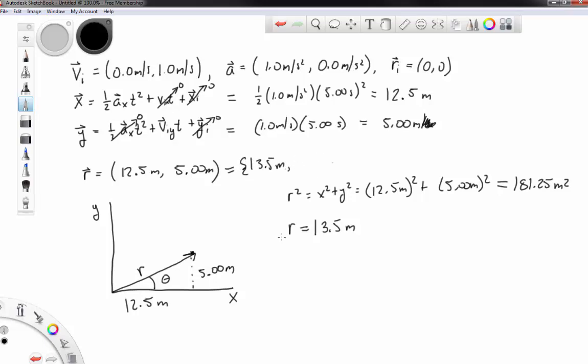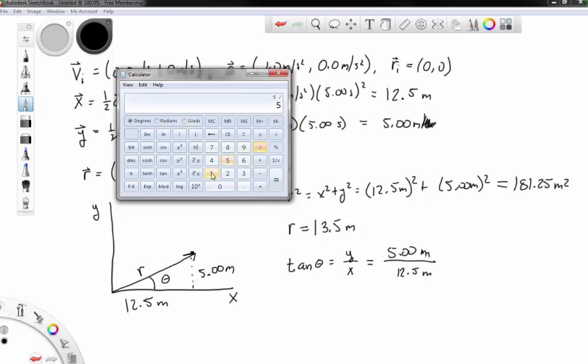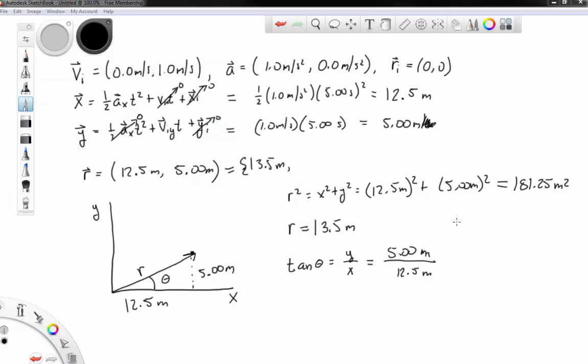And then the next part is to get the angle. So tangent of theta is opposite over adjacent. So 5.00 meters divided by 12.5 meters. So let's pull that guy. 5 over 12.5 gives us 0.4, and we need to take the inverse tangent of that, gives us 21.8 degrees. So theta is 21.8 degrees.